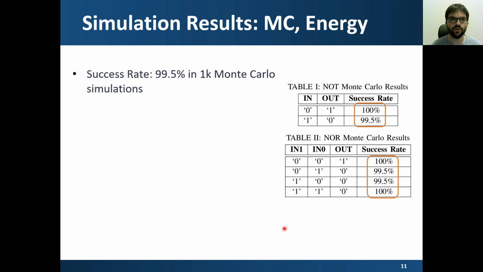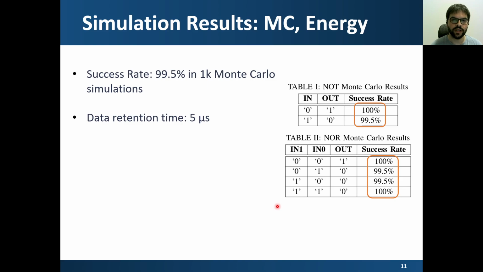For robustness and energy results, we show Monte Carlo simulations. For the success rate of the gates, we took 1,000 simulations, and we show that both in the NOT and the NOR gate, we have 99.5% success. We have a specific problematic case which is not 100%, but nonetheless, these are good and robust results. And the data retention time we got is 5 microseconds.